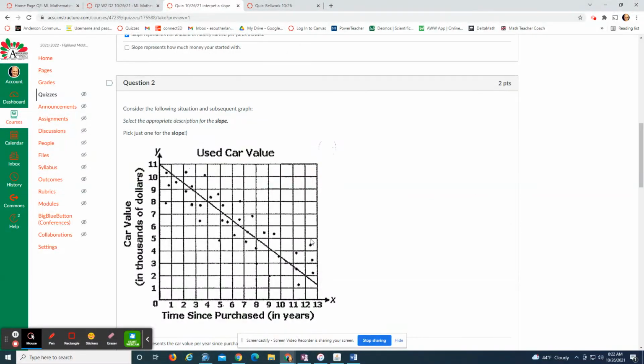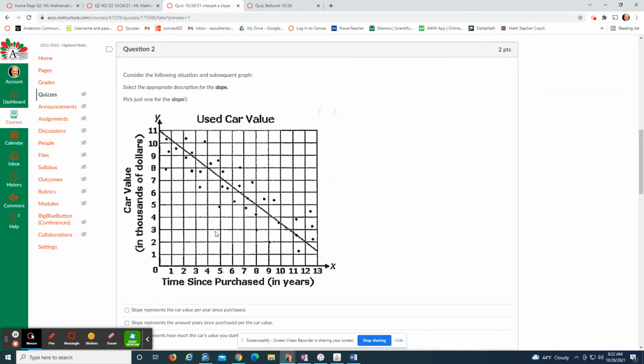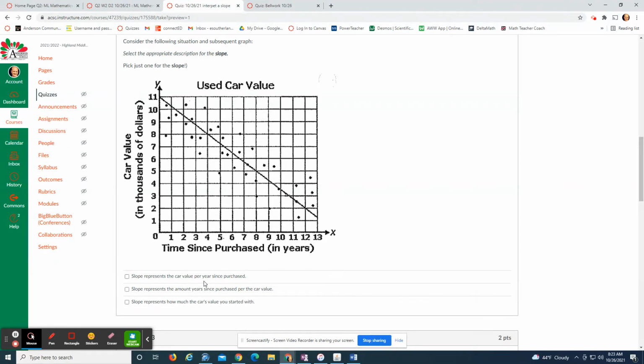If we look at number 2, what do we think the slope of this one means? The car value per what? Per year or per time since purchase. So slope represents the car value per year since purchased. Slope represents the amount of years since the purchase per the car value. That didn't even sound right. The car represents how much the car's value you started with. So it is going to be the first one.